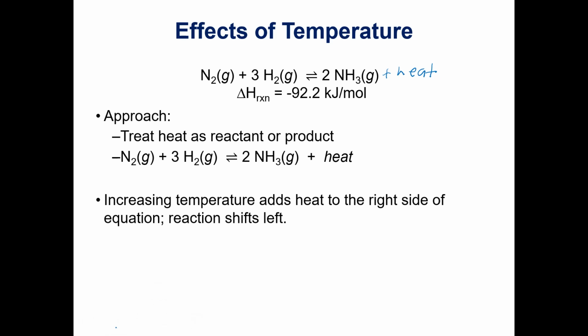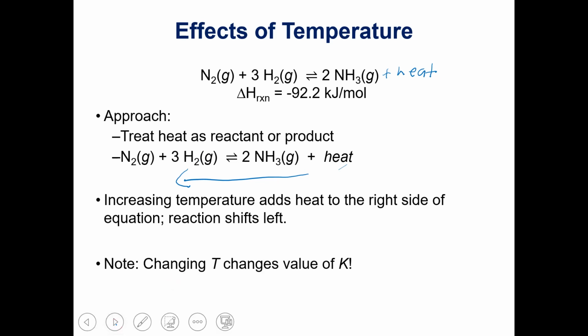So we get the reaction that I just wrote there. In this case, because heat is a product, if we increase the temperature, we're adding more heat to the right side, to our product side. So the reaction is going to shift to the left to form more reactants to reestablish equilibrium. If this were an endothermic reaction, we would go in the other direction because we would be adding a reactant. Now, keep in mind that changing the temperature changes the value of your equilibrium constant. The equilibrium constant is only true at that particular temperature that it was measured at.